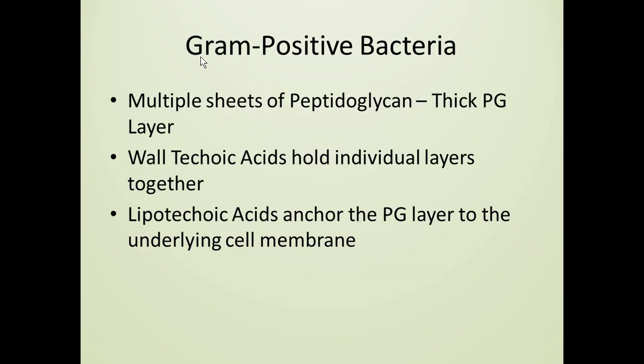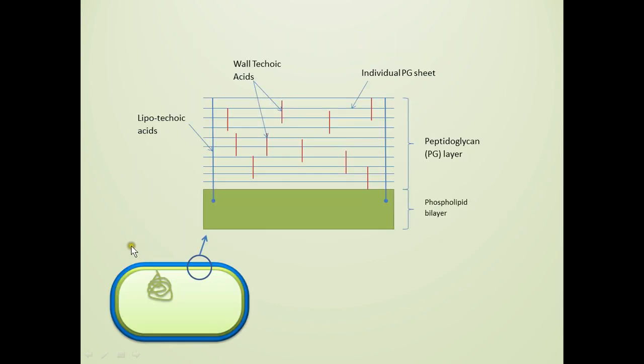Gram-positive bacterial cells have a relatively thick layer of peptidoglycan, and they use teichoic acids. The teichoic acids will be used to hold the individual layers or individual sheets of peptidoglycan together. The lipoteichoic acid is going to be used to anchor the entire peptidoglycan structure to the underlying membrane. So this is our typical gram-positive bacterium.